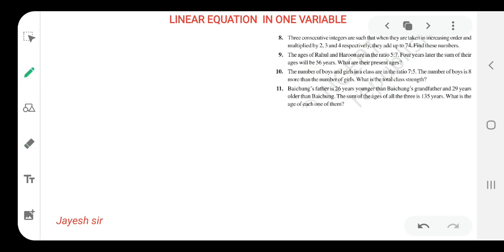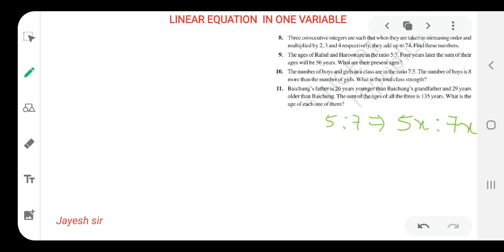Now what are we supposed to do? 4 years later, the sum of their ages will be 56 years. Now their ages are in the ratio 5 to 7. So after seeing the ratio, what is the first step? We will convert the ratio 5 to 7 into 5x and 7x. Yes friends, 5x and 7x. This is their present age as per the ratio.